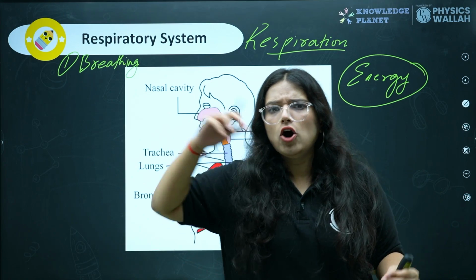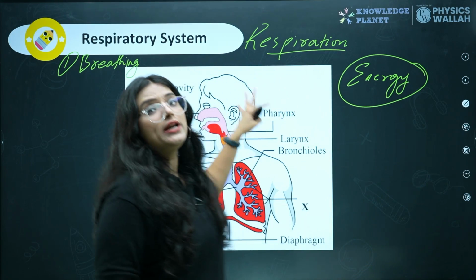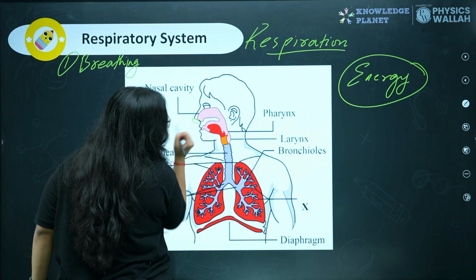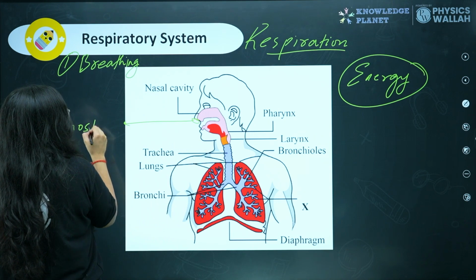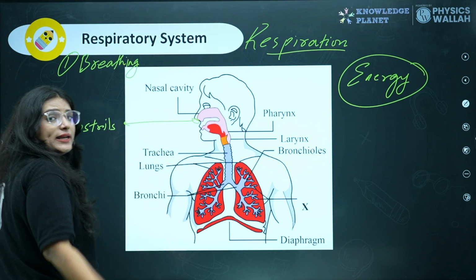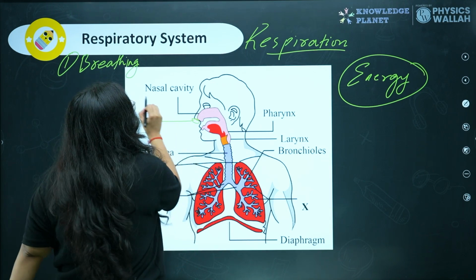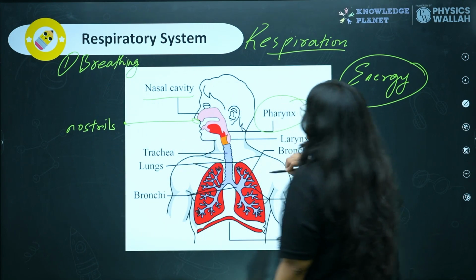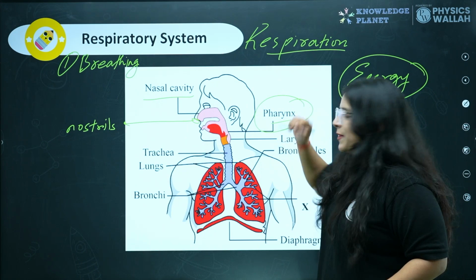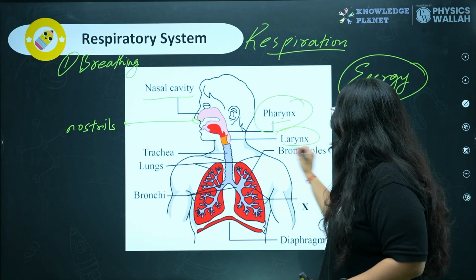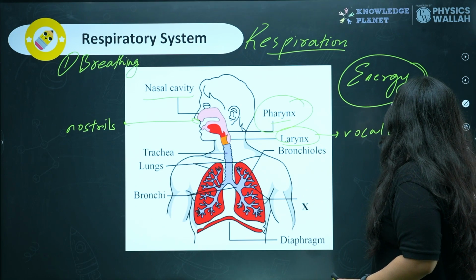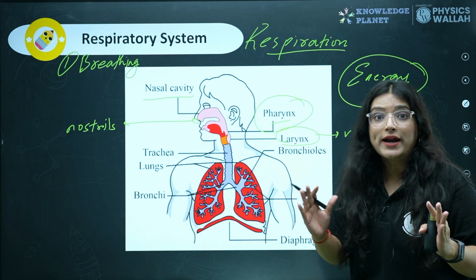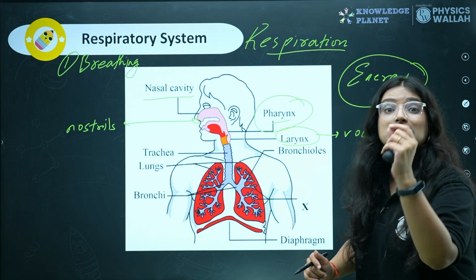For this breathing, we have a special human respiratory system. Let's talk about it here. You can see these tiny holes. These tiny holes are the nostrils, from where we take up the air. The air is sent to the nasal cavity. From the nasal cavity, it goes through the common passage for food and air, which is the pharynx. Then the air is sent to the larynx, which houses the vocal cords. When the air passes these vocal cords, they vibrate, and because of this vibration, it produces sound.